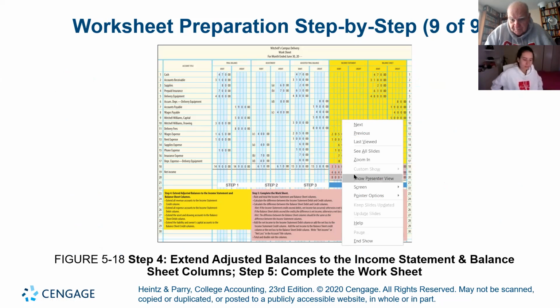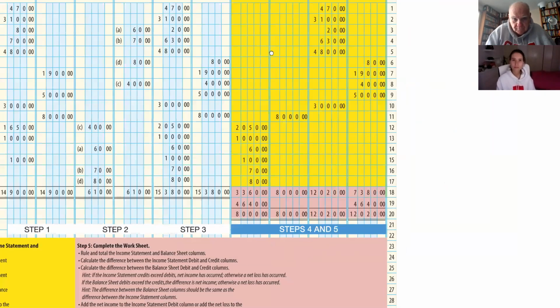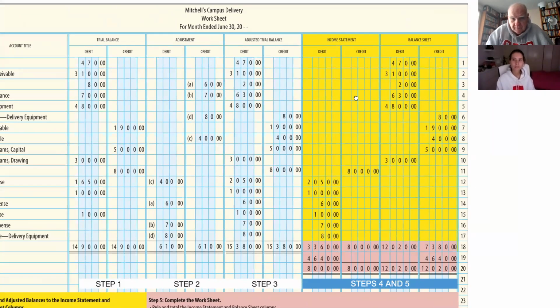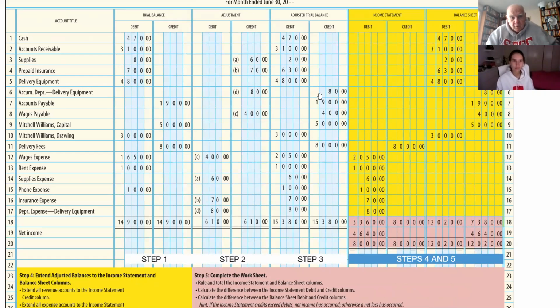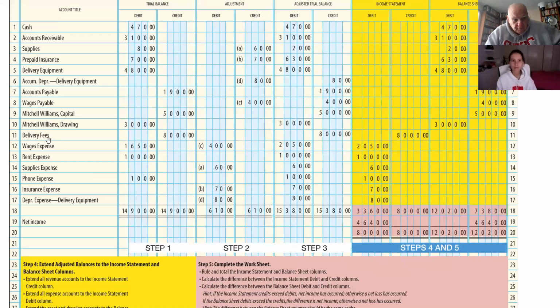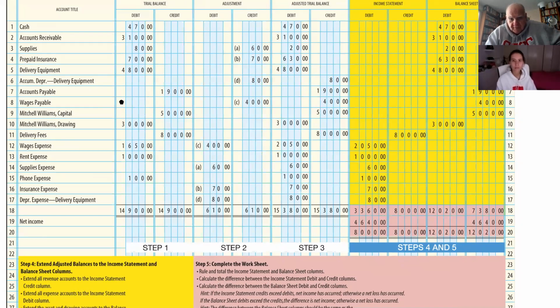Here is your completed worksheet. Okay? So let's take a look. Here's what we've done so far. Here is our final adjusted trial balance. Remember what I told you guys? Go to your first revenue account, put a horizontal line there. Everything from that point down is your income statement. Everything above it is the balance sheet. How easy is that, if you remember that?